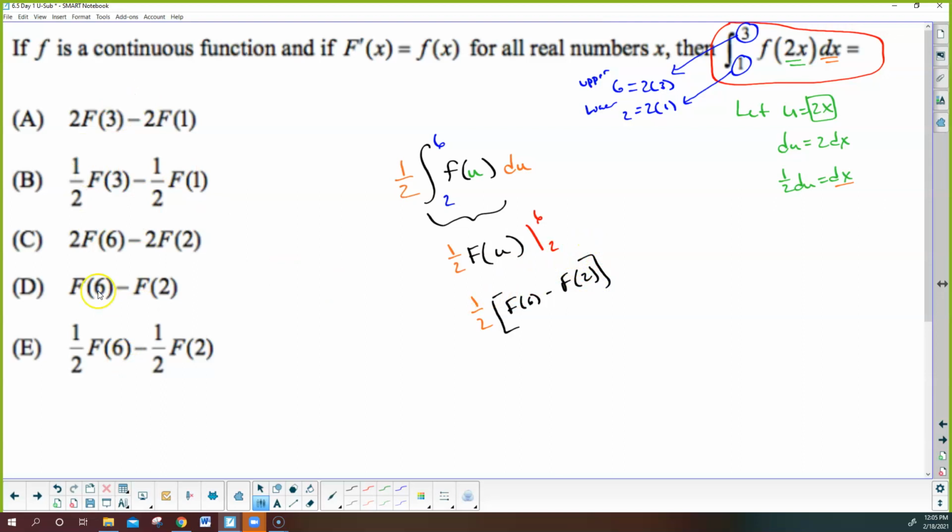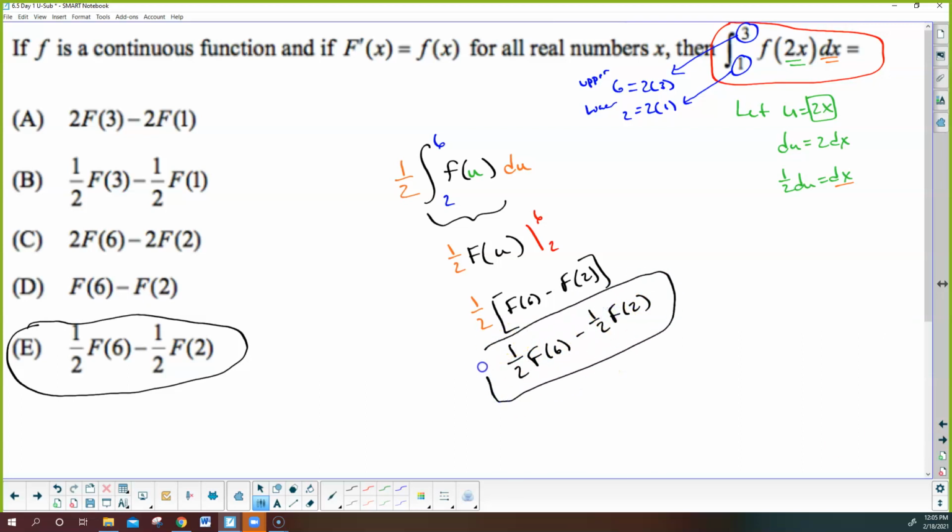And then our goal is to figure out which one of these matches up. You can see part E. All they did in part E was distribute the 1/2. So these are fairly common problems on the AP test because it gets strictly at U-substitution and changing the bounds. And then knowing that if you have an integral, the fundamental theorem of calculus says you take the antiderivative.